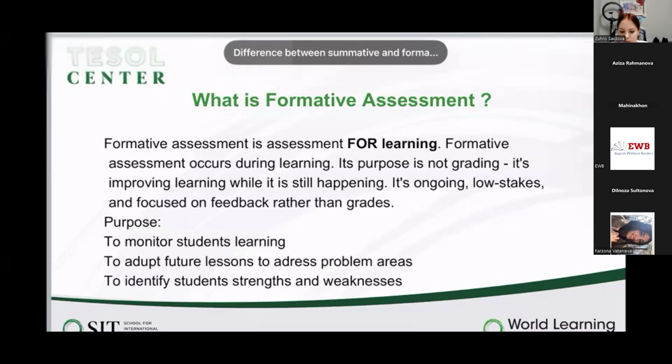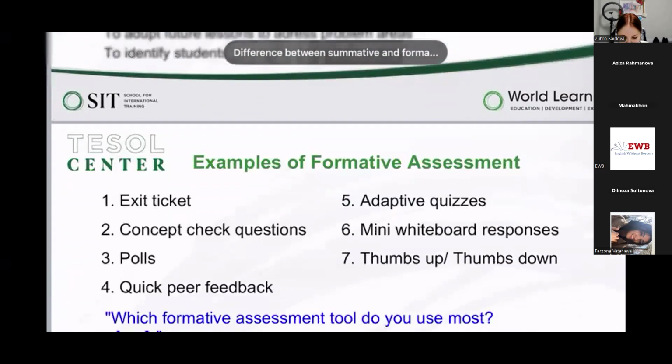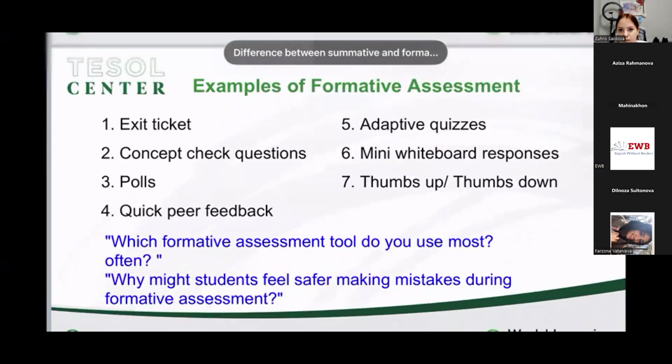So let's move to the next slide. And here are the examples of formative assessment. The first is exit ticket.